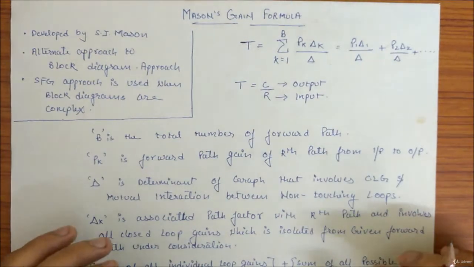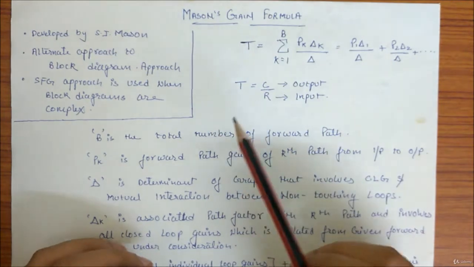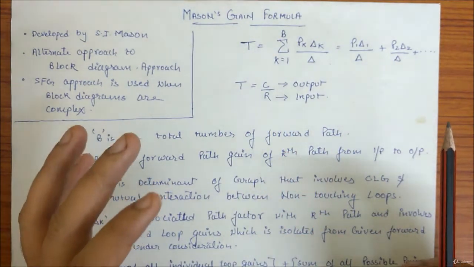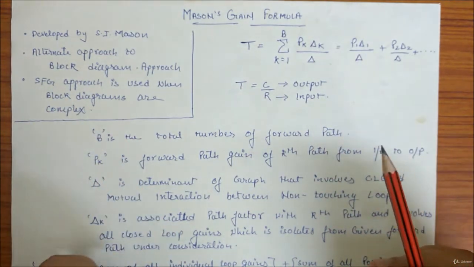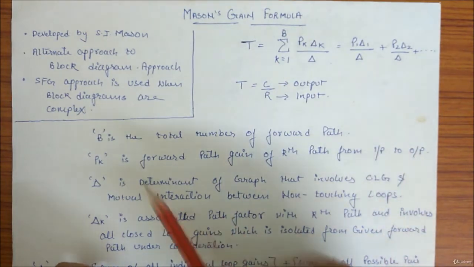Hi, today I'll be telling you about Mason's gain formula. This is a topic in control systems from which you can derive a transfer function, or you can directly write a transfer function of a control system. There are some important points.